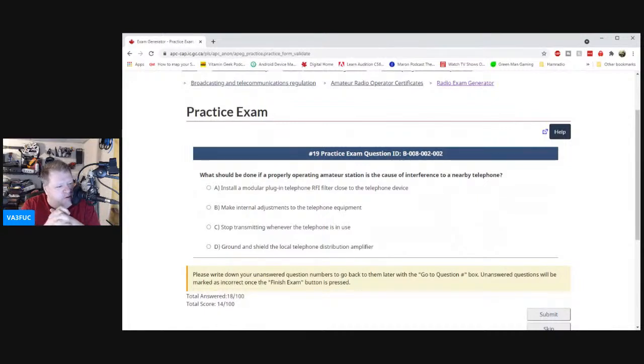Practice 19. Okay, here we go. What should be done if proper operation of an amateur radio station is a cause of interference to a nearby telephone? Okay, this can be kind of questionable, but let's have a look. Install a modular plug-in telephone RFI filter to the telephone device. Make internal adjustments to the telephone equipment. Stop transmitting whenever the telephone is in use. Ground and shield the local telephone distribution amplifier. Now, if I remember correctly, it's going to be the RFI filter. I know it sounds weird, but that's what I think is the answer.